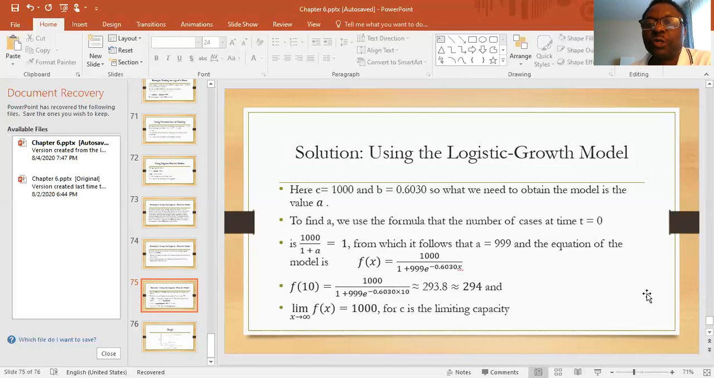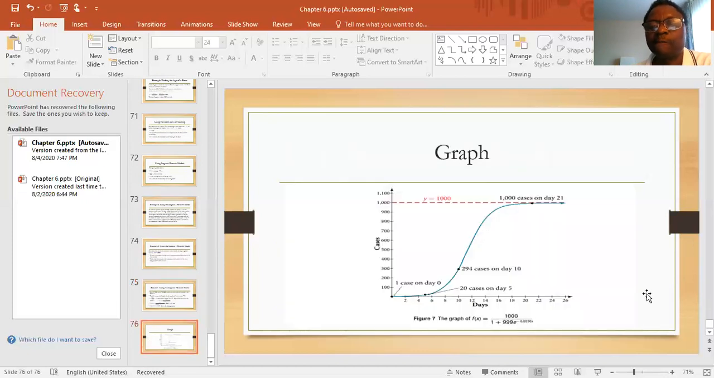You will have some questions on logistic growth. So remember: initial value, limiting capacity. This is the graph of the logistic model that we can use.